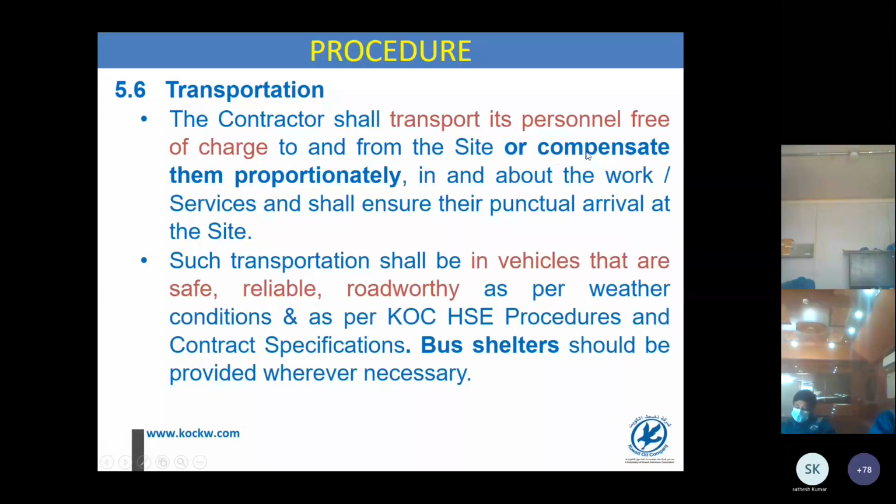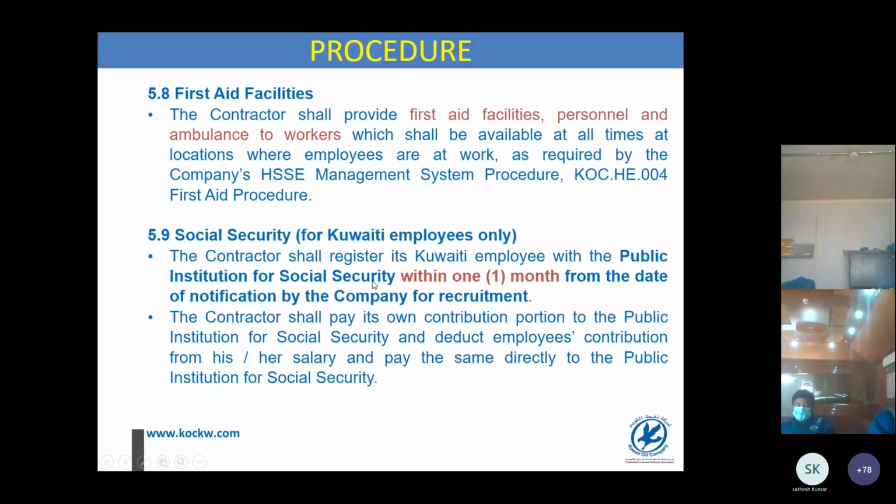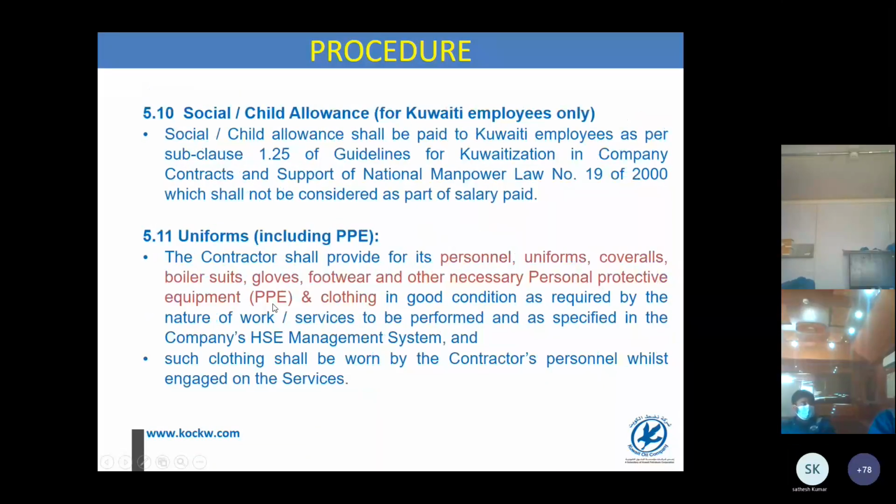The transportation, which I was talking about already, shall be in vehicles that are safe, reliable, roadworthy, with all the procedural requirements. And occupational health and safety, like a pre-employment medical examination, as well as the periodic examination, also is very important. Insurance coverage and mental health disorders, which I already talked about. And first aid facilities also very important. Social security for the Kuwaiti employees. And all these things are important. Social and child allowance also important.